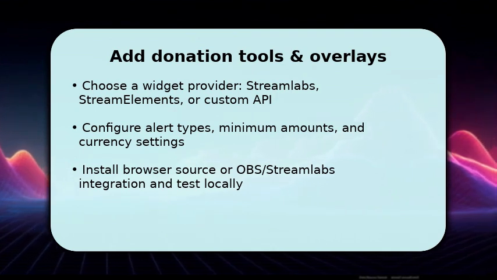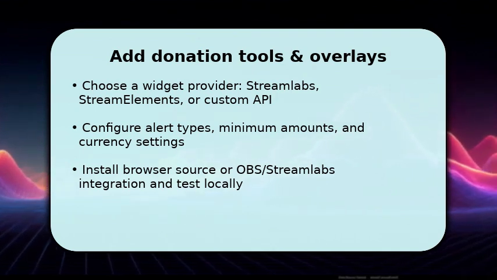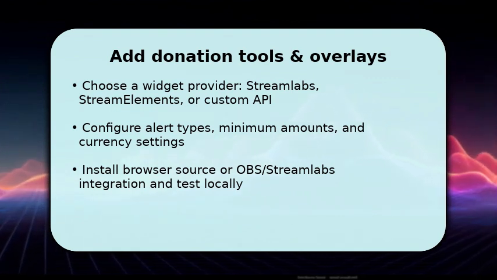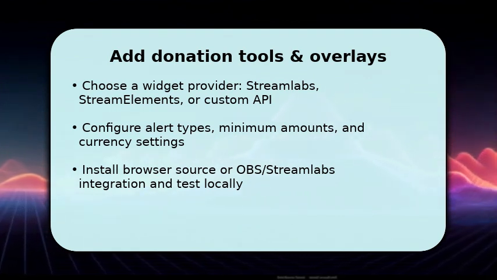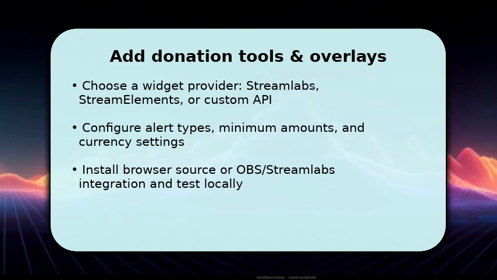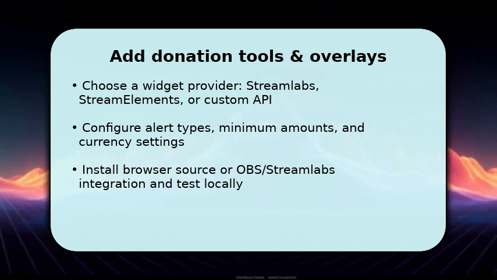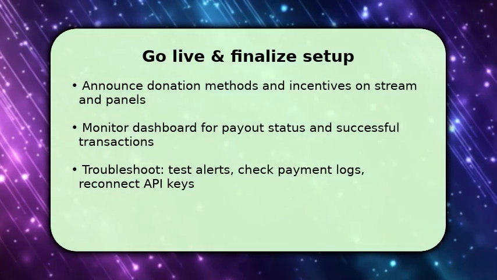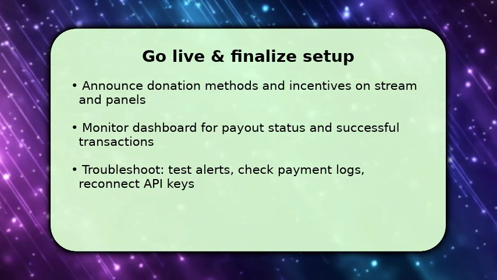Once configured, copy the widget URL and add it as a browser source in OBS or Streamlabs OBS. Test with a $1 donation or test function to confirm alerts, timing, and mute settings. If overlays block chat or webcam, adjust them. When you go live, tell viewers how to donate and where the link lives: panel, chat command, or profile.